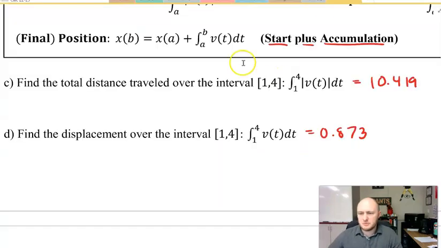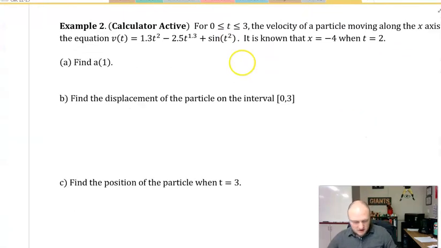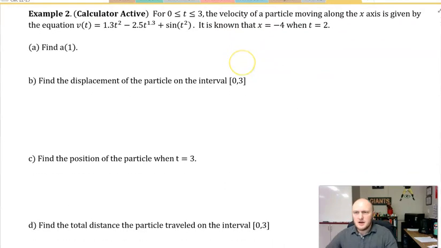All right, let's do some more meaty examples with this, something that you would see on an AP FRQ. So here is example number 2. This one is calculator active. Again, FRQs 1 and 2 do have access to the calculator. If it's number 3, 4, 5, or 6, you don't have access to the calculator, just for your frame of reference. So here, calculator active. For 0 to 3, the velocity of the particle moving along the x-axis is given by the equation v of t. It's known that x is equal to -4 when t is equal to 2.